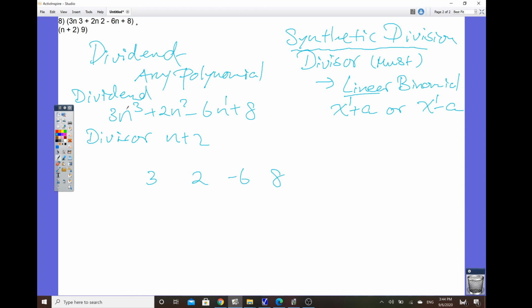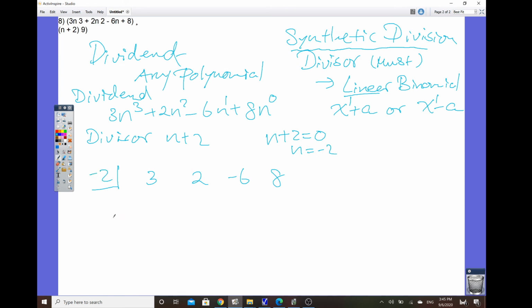See, the power here is getting smaller by 1 degree each time. What about the degree here? The degree here is 0. And now, what about the divisor? To find the divisor, you set n plus 2 equals 0, or you just take the negative of that constant. So n is what? Negative 2. So this one's the divisor.